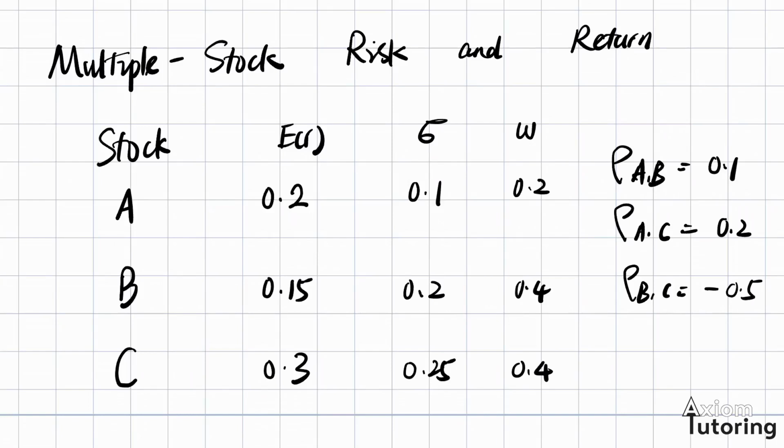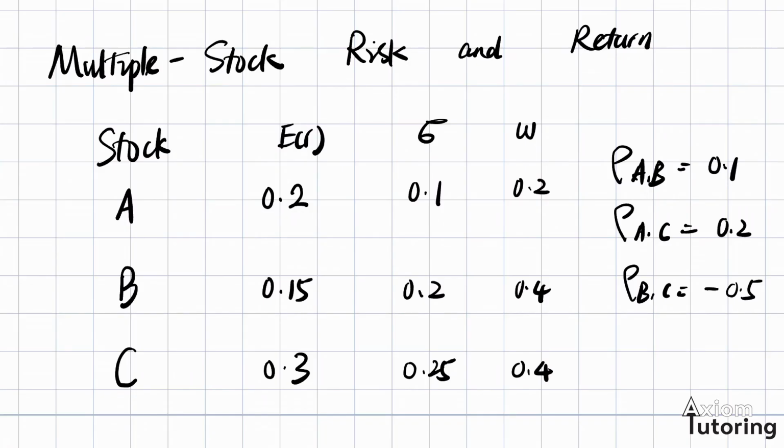In this video, we'll take a look at a situation where we have multiple stocks in our portfolio. So instead of only having 2 stocks, we would have one more stock. So we would have 3 stocks in total. But then how do we calculate the risks and return for such a portfolio?